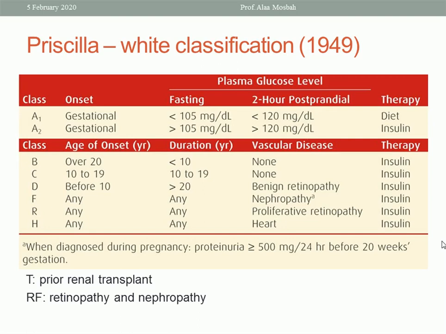Class F, any age of onset and any duration but associated with nephropathy, and proteinuria here is more than 500 milligram per 24 hours and before 20 weeks gestational age. Class R, any age of onset and duration associated with proliferative retinopathy. Class H, any age of onset and any duration but associated with ischemic heart disease. All these types are treated by insulin. Another type called T, in which there is renal transplant. Class RF, retinopathy and nephropathy, and all of them should be treated by insulin.